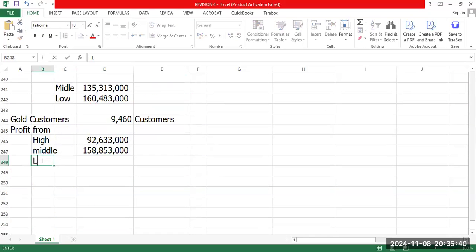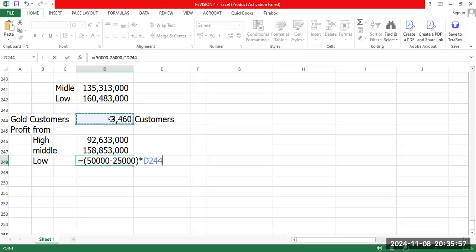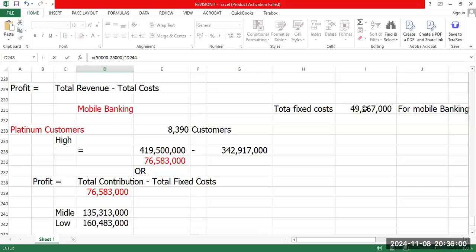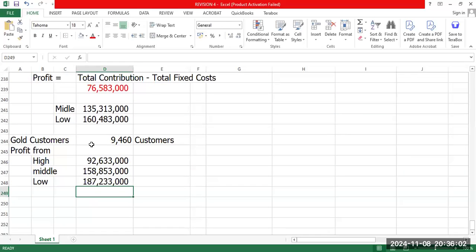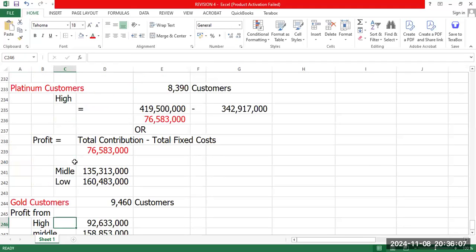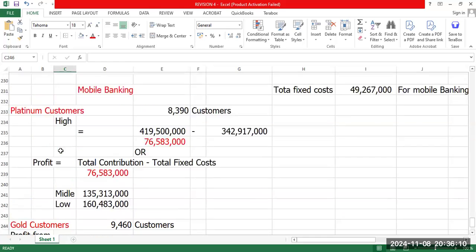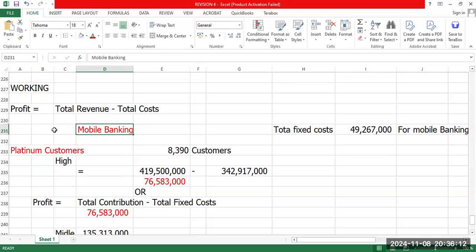Okay, then finally low. I get revenue 50 minus variable cost, which is 25. Perfect. Then times the number of customers minus fixed costs. Now I'm done with gold customers and platinum customers. So that's all about mobile banking.